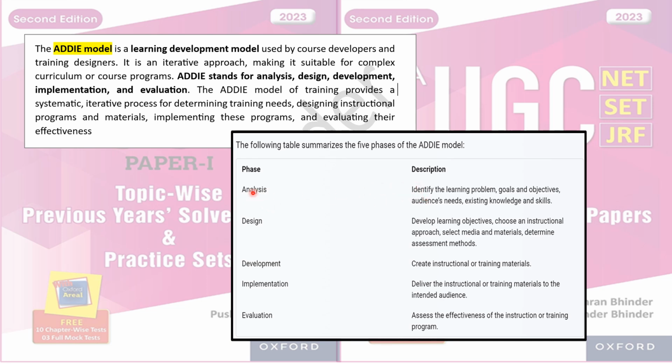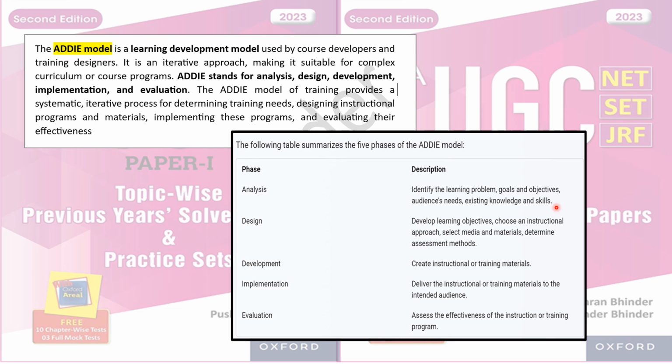What is analysis phase? Identify the learning problem. So try to understand, as a teacher, I need to identify that what is the learning problem of my students or learners. I need to identify what are the goals, objectives, audience needs. Audience means the learners, the students, what are their requirements, what are their needs, what is their existing knowledge and skills.